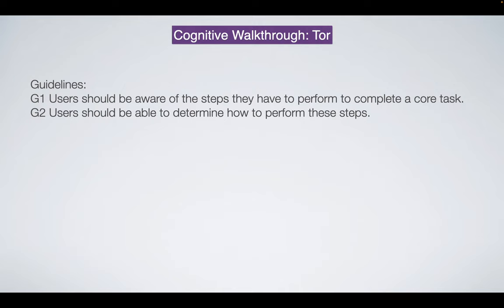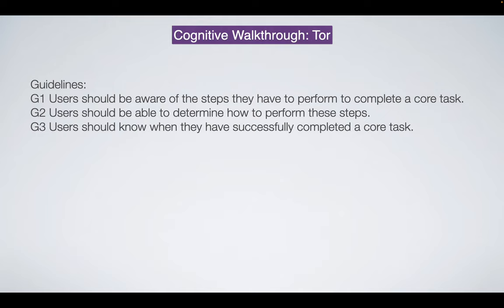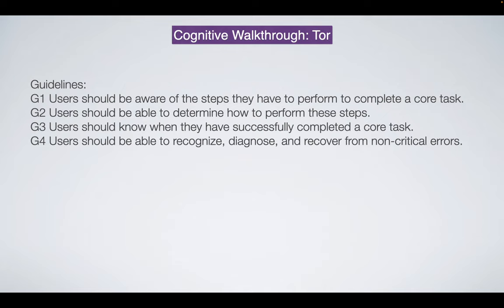Then I should know, when I'm actually done a core task, I should know, okay, I'm done now. It worked, I can stop now. If there's some sort of error, I'm gonna split errors into two types, okay? So basically the user shouldn't make mistakes.